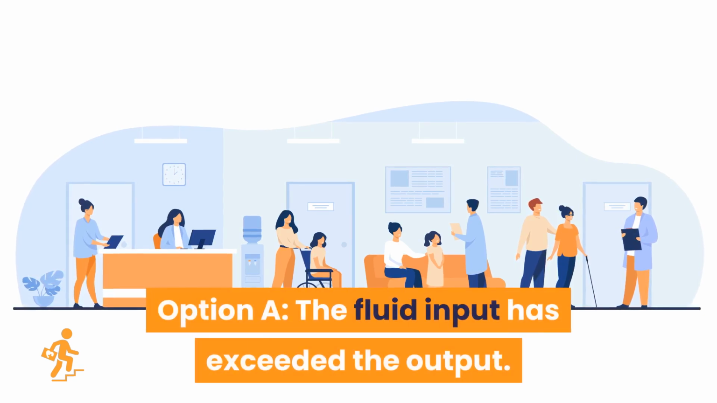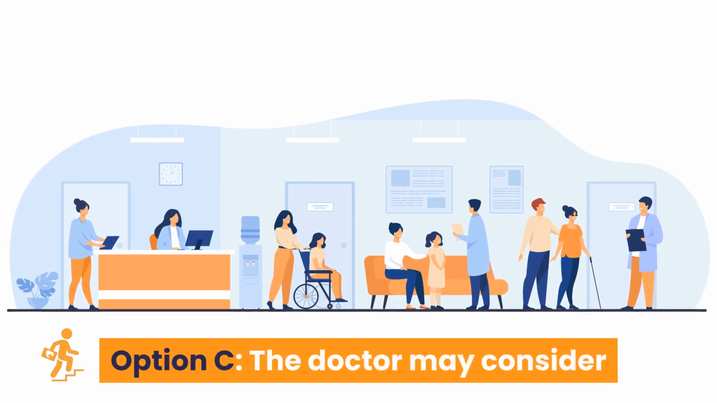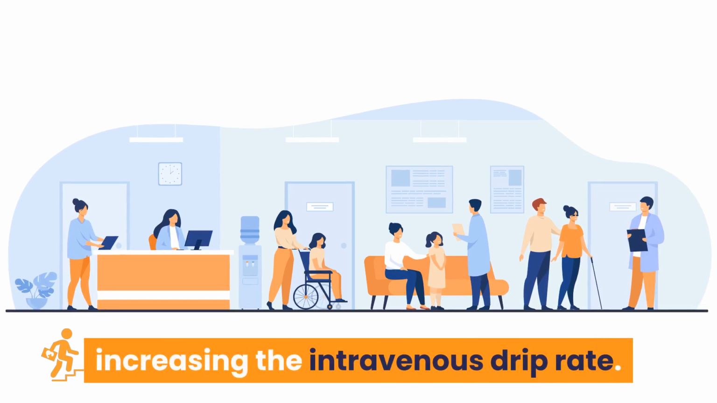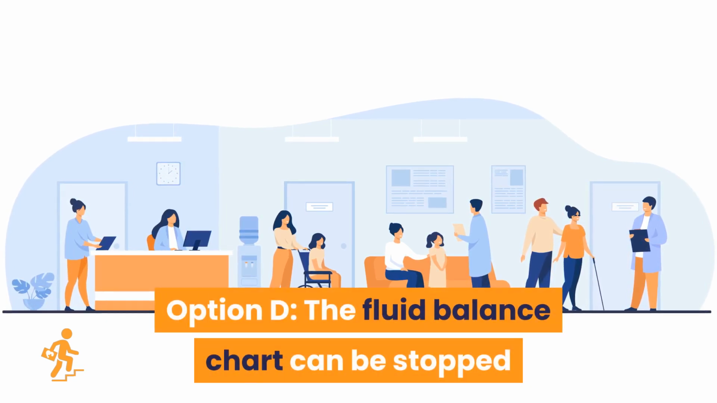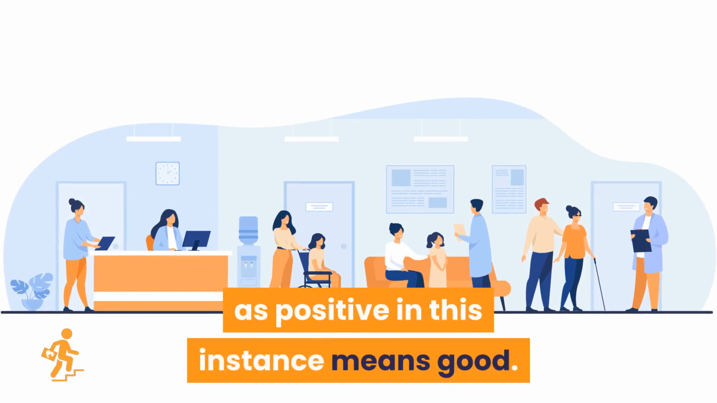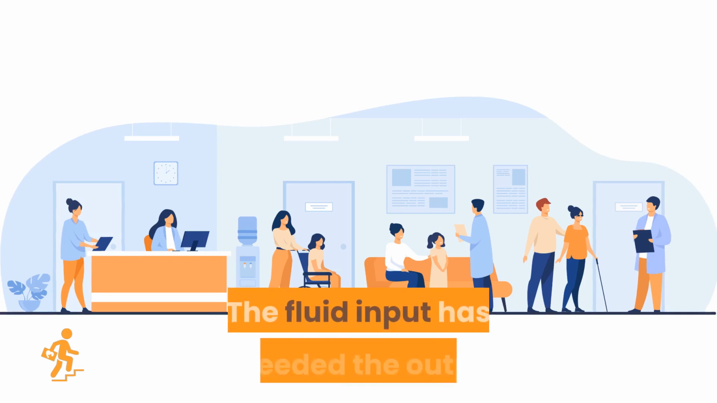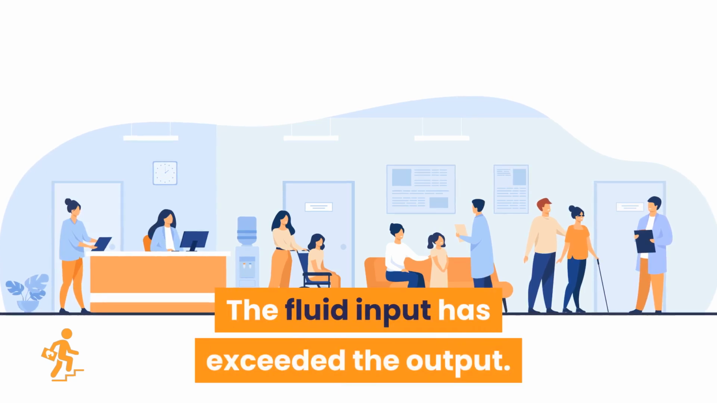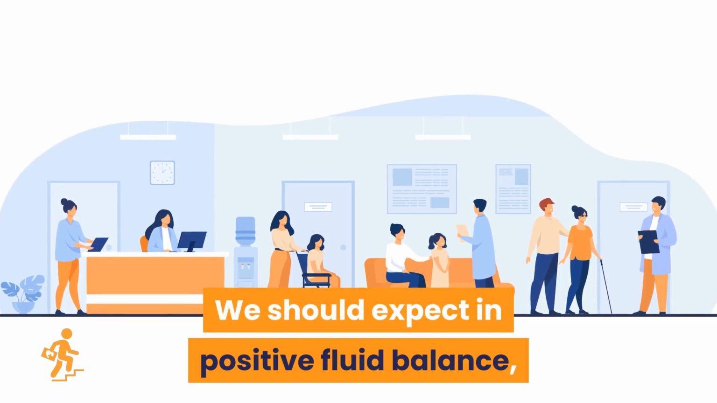Option A, the fluid input has exceeded the output. Option B, the fluid output has exceeded the input. Option C, the doctor may consider increasing the intravenous drip rate. Option D, the fluid balance chart can be stopped as positive in this instance means good. Option A is the correct answer. The fluid input has exceeded the output. We should expect in positive fluid balance, the fluid input has exceeded the output.